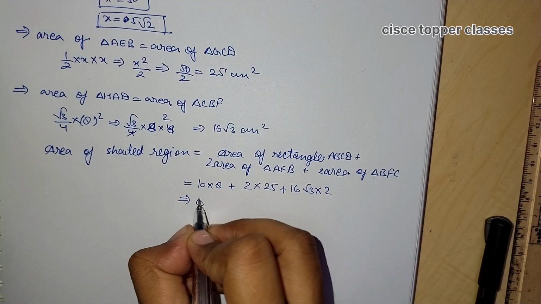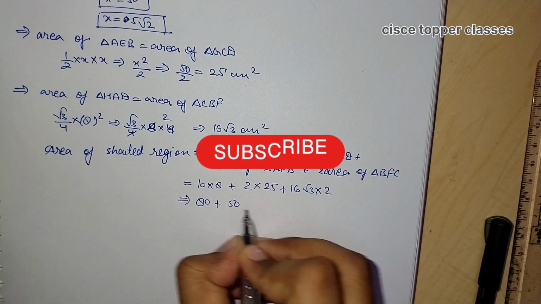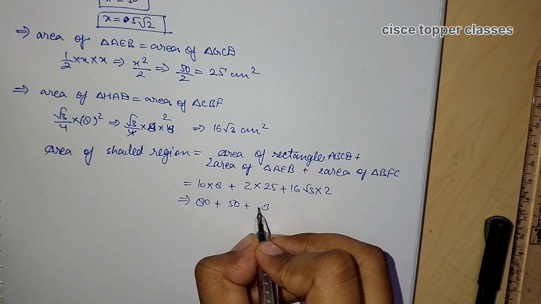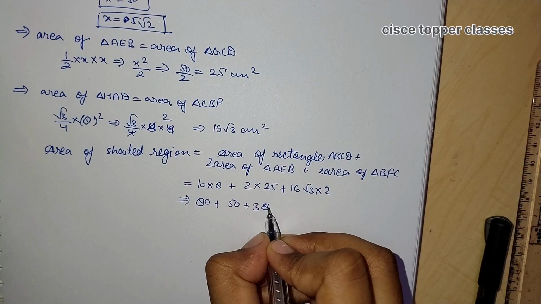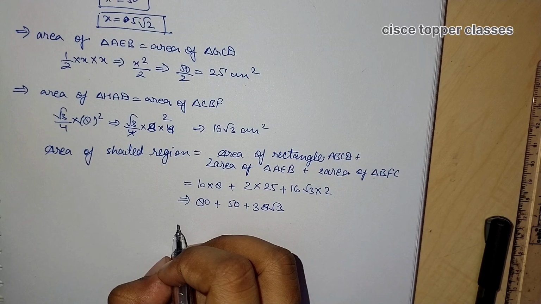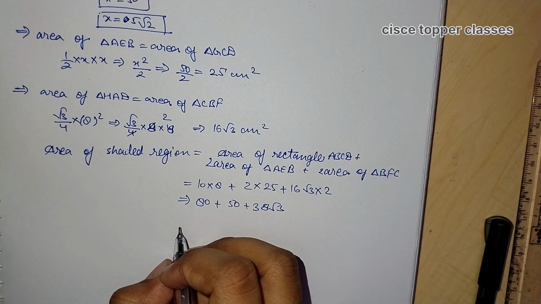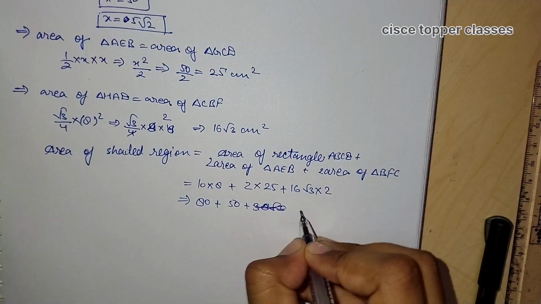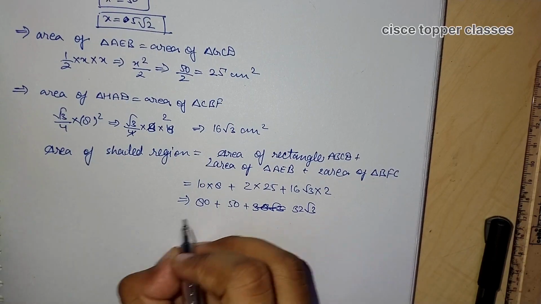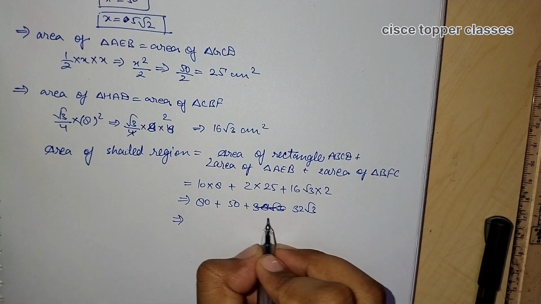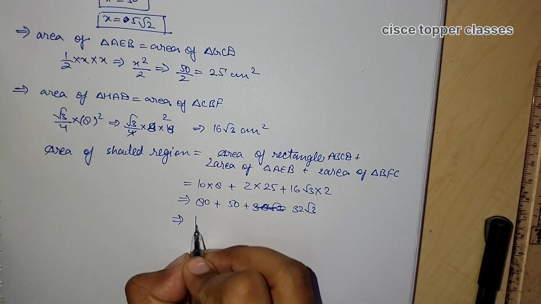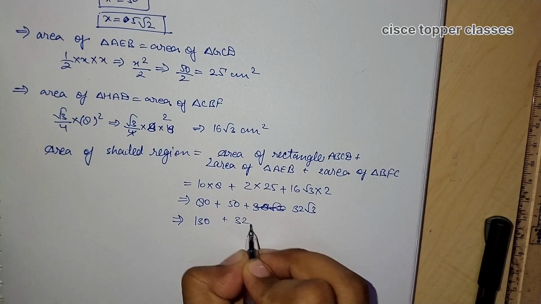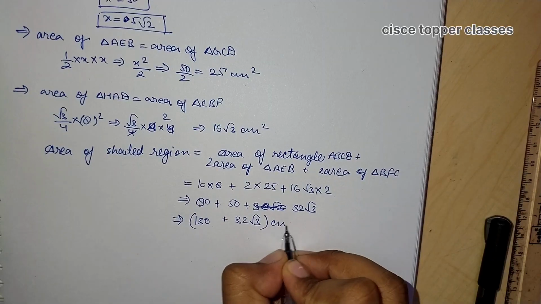Now we can write here 80 plus 50 plus 32 under root 3. Sorry, it is 32 under root 3. So here we can just add these three parts. It will be 130 on adding 80 plus 50, plus 32 under root 3 centimeter square.